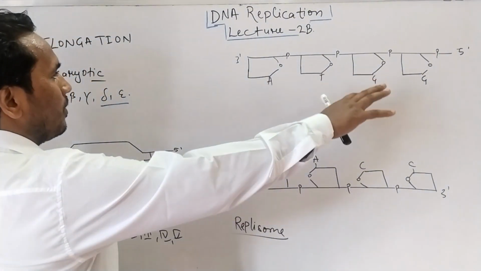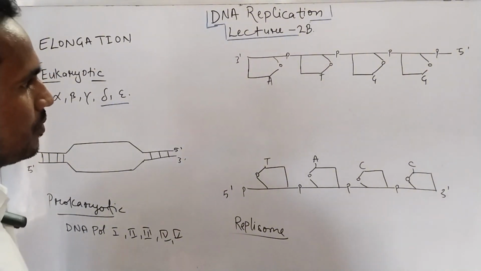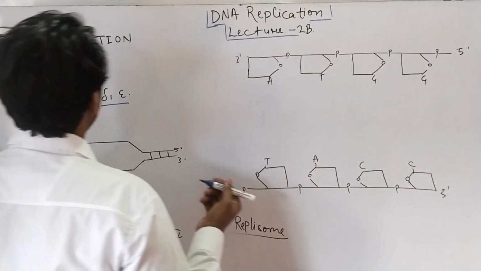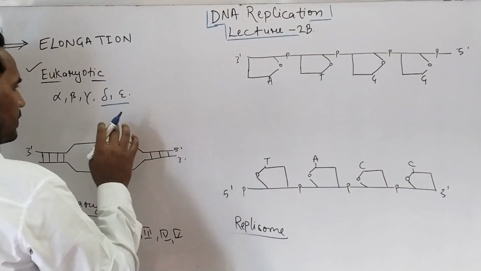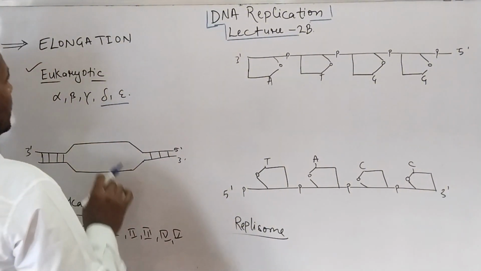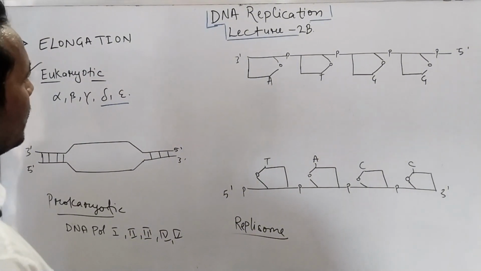So this is a 3' to 5' template strand, and if you have to make a new DNA strand, then you need an enzyme. In prokaryotes it will be DNA polymerase 1 or 3, but in eukaryotes it can be delta or epsilon. Epsilon will be on the leading strand.